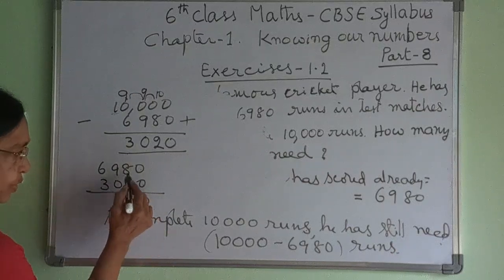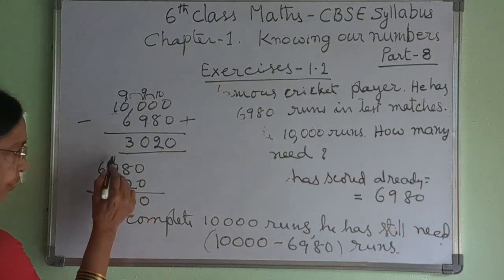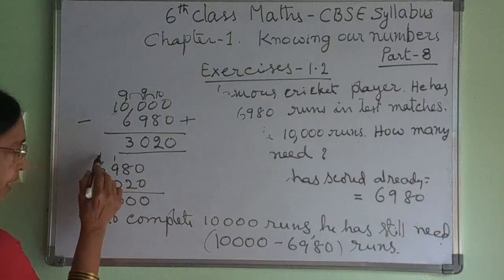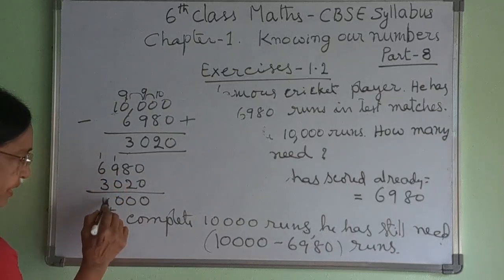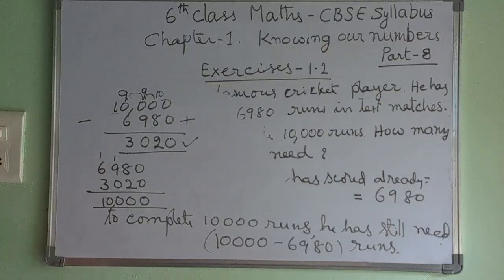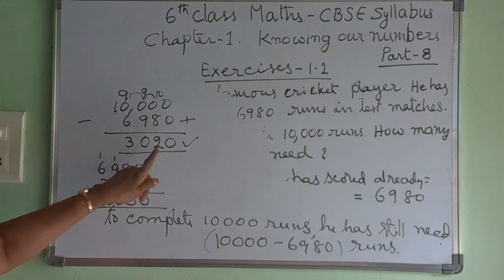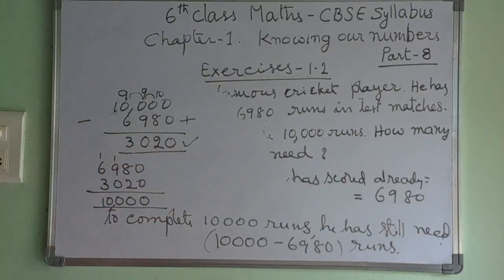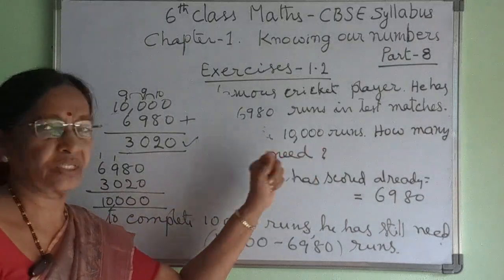0 plus 0, 0, 8 plus 2, 10, 1 plus 9, 10, 1 plus 6, 7, 7 plus 3, 10. Therefore this is correct. Still Shekhar has to cover 3020 runs to complete 10,000 score.